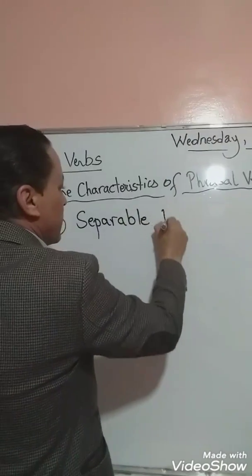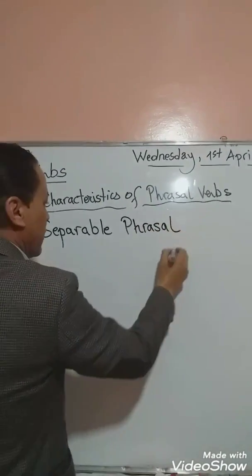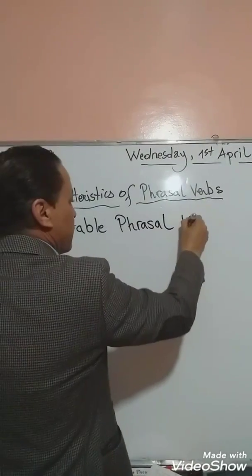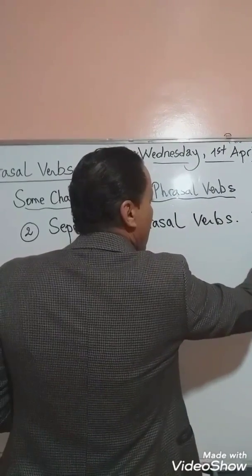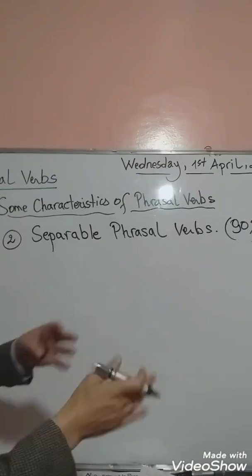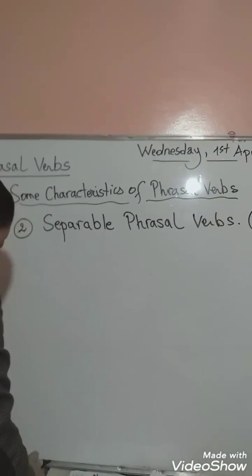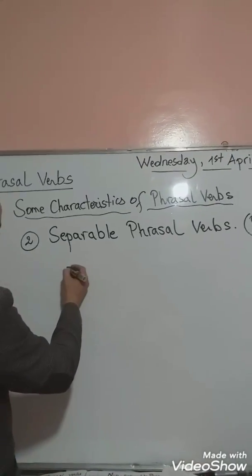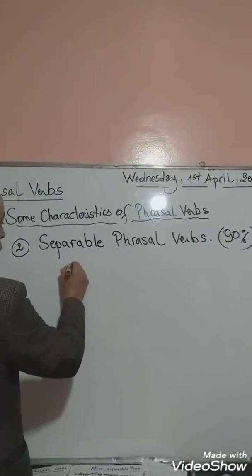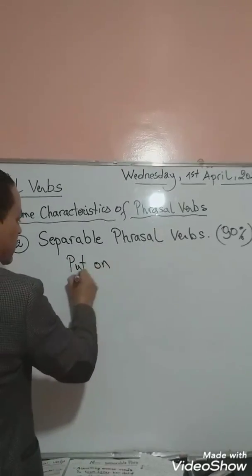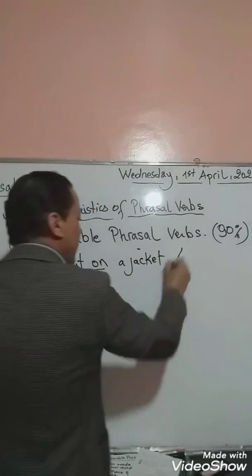What does it mean? It means that we can separate the verb and the particle in a sentence. As I said, up to 90% of English phrasal verbs can be separated. For instance, it's cold and I must put on a jacket, or I must put a jacket on. Put on a jacket: in this case, it's not separated. Or, put a jacket on.